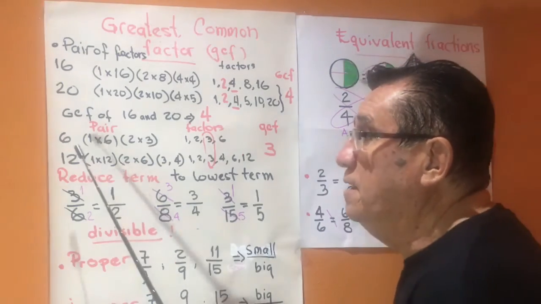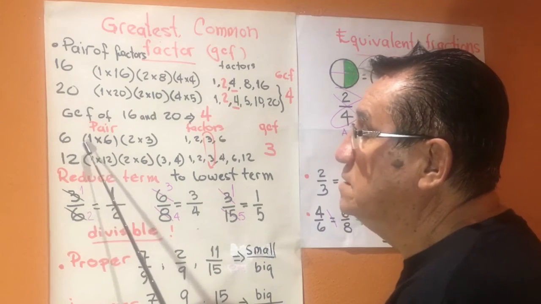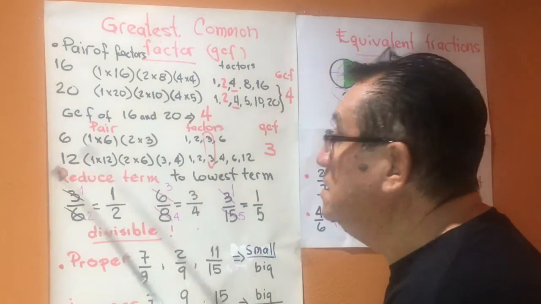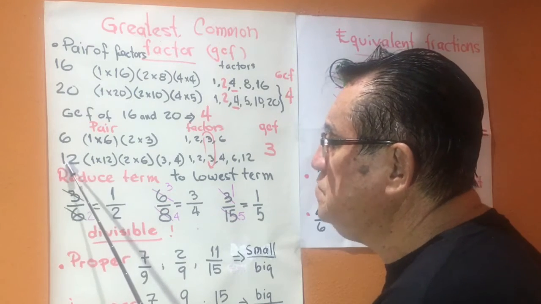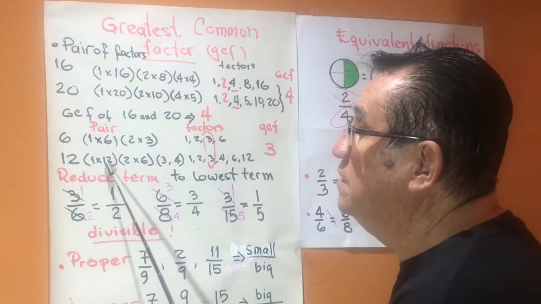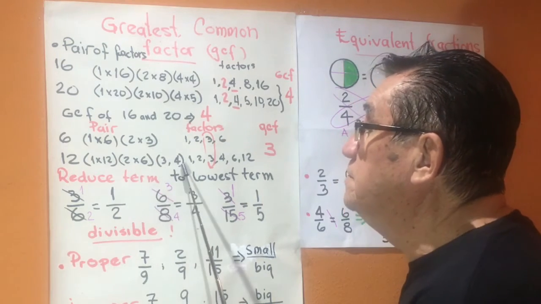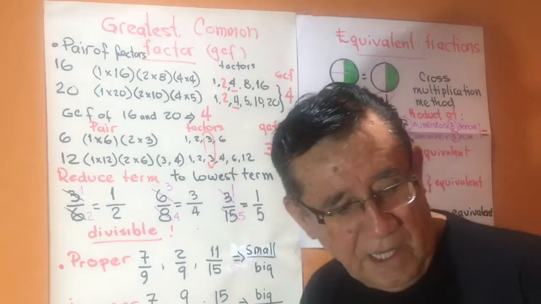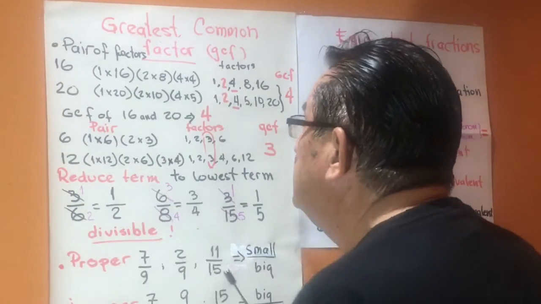Let's take another pair. 6 and 12. How can I get 6? 1 times 6, 2 times 3. Is there any other way? No. How about 12? 1 times 12 is 12. 2 times 6 is 12. 3 times 4 is 12. So I have to remember that these are factors that should be multiplied.